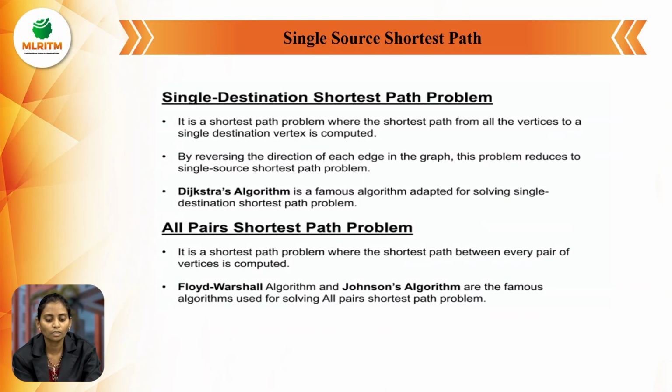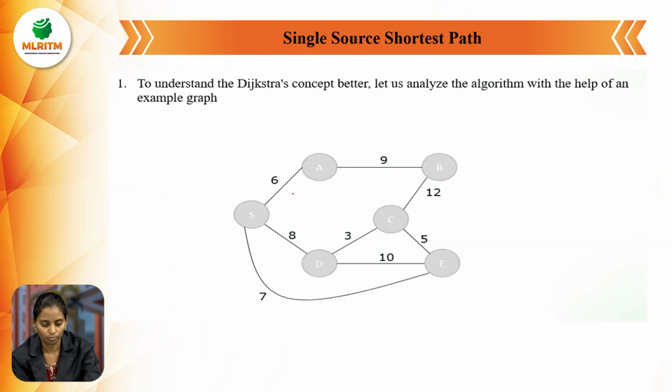So here we have two types. That is nothing but Dijkstra's algorithm as well as the Floyd-Warshall algorithm. This Floyd-Warshall algorithm is also called the all pair shortest path, and the single source shortest path is also called Dijkstra's algorithm.